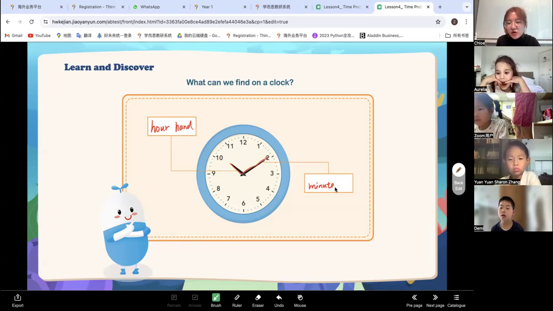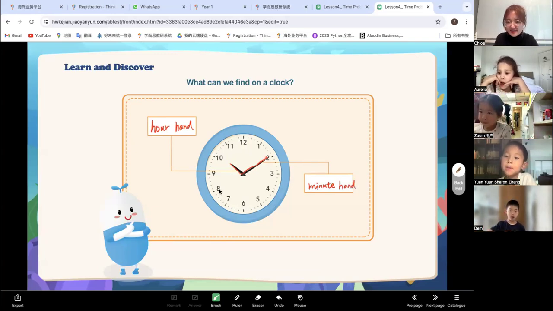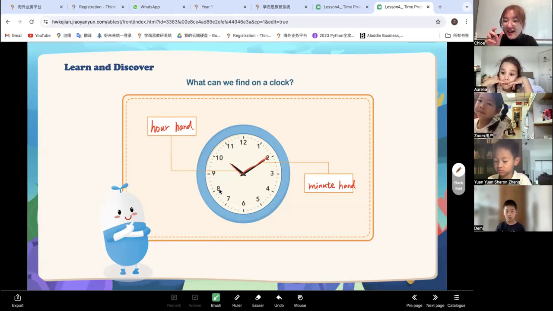Okay, everyone. So on the clock, except for the two hands, can you see any other things? Any other things? You can, right? Okay, just shout out. What can you see? Numbers, great, numbers. And can you see lines? The lines. Also, you can see the circle, right? Okay, everyone, very well done.